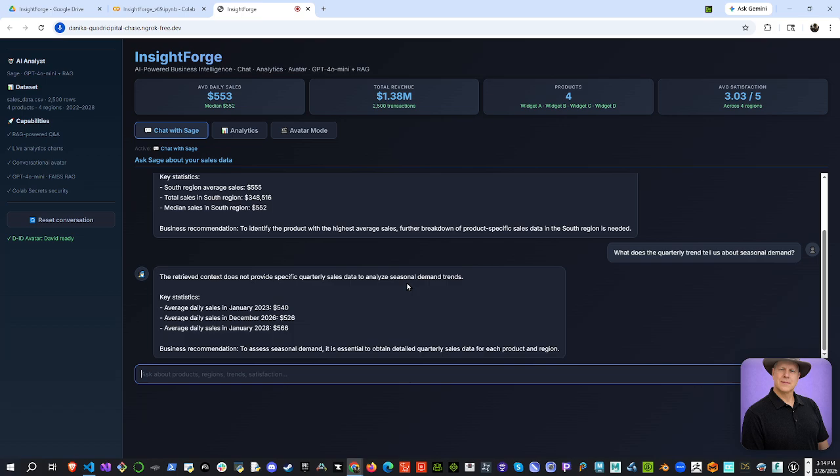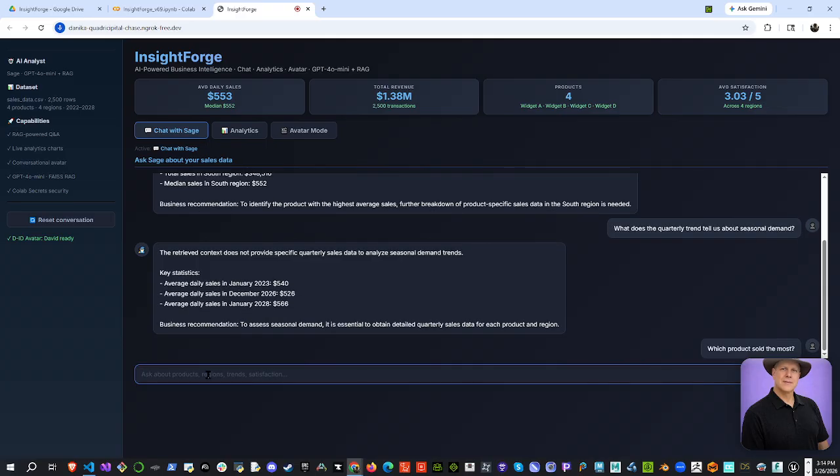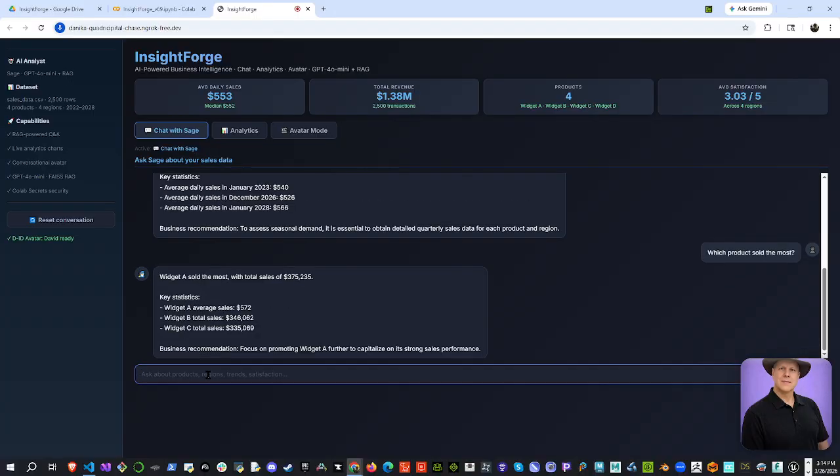Quarterly sales. Maybe it gave me that and I'm just not remembering. But, okay, so which product, oh, sorry, typing on the wrong keyboard. Which product sold the most? Make sure it is actually reading the data. Widget A sold the most, okay.